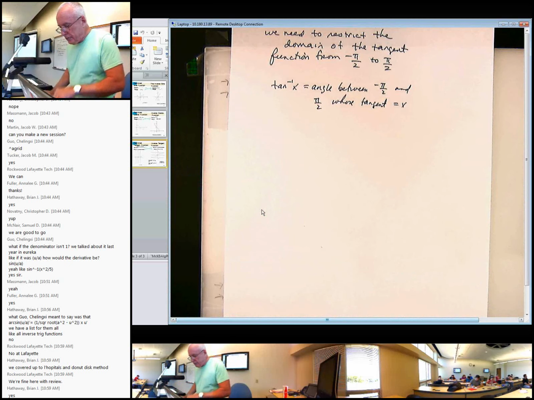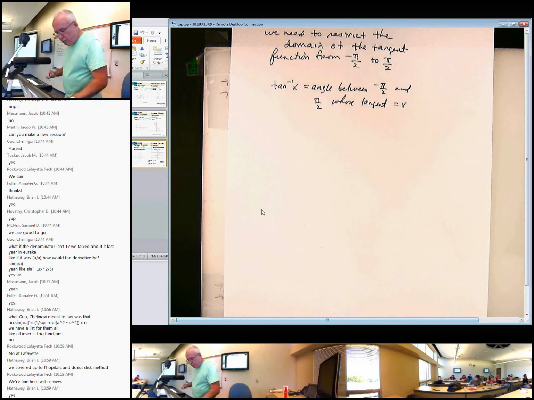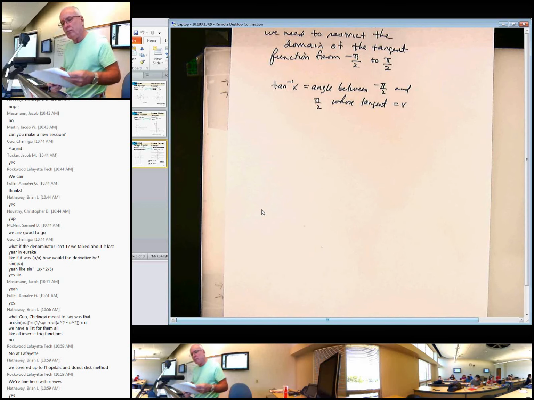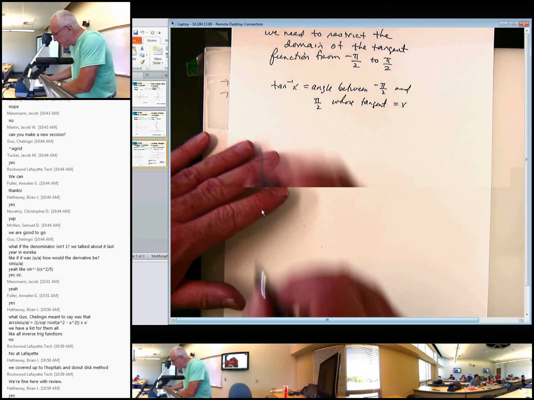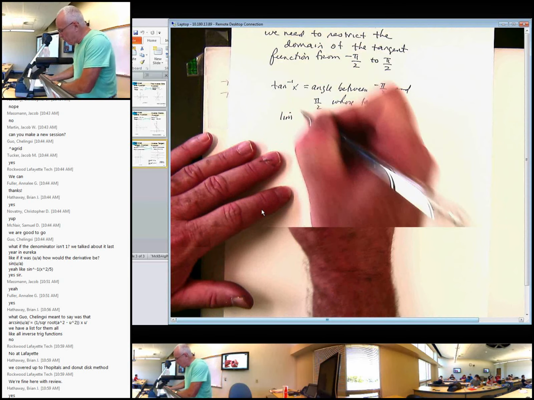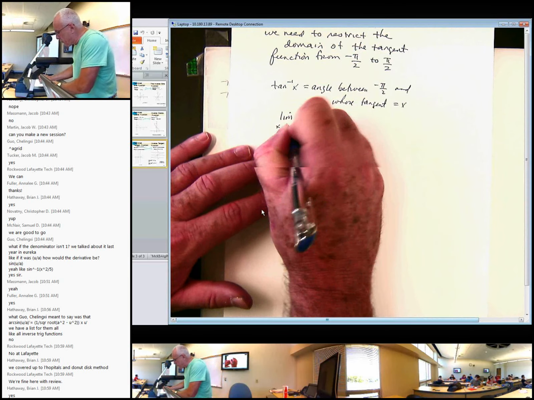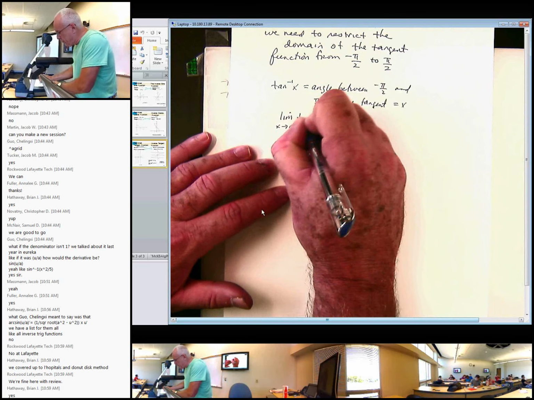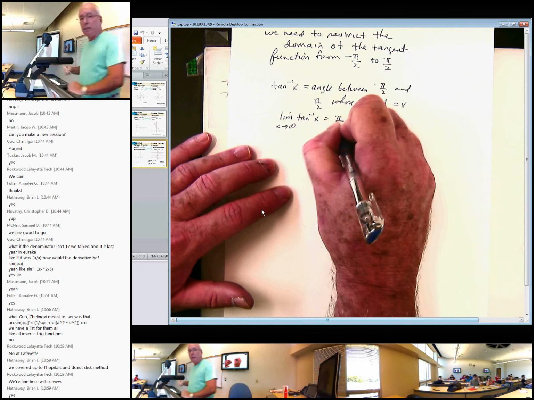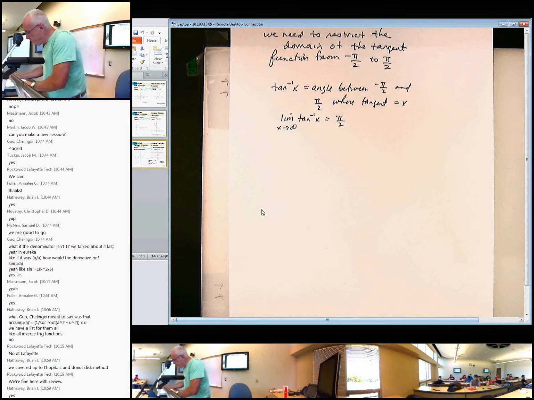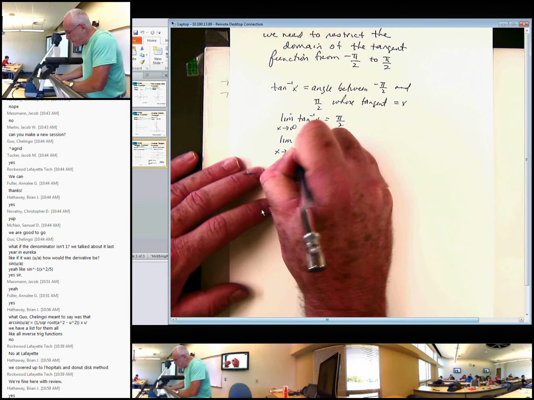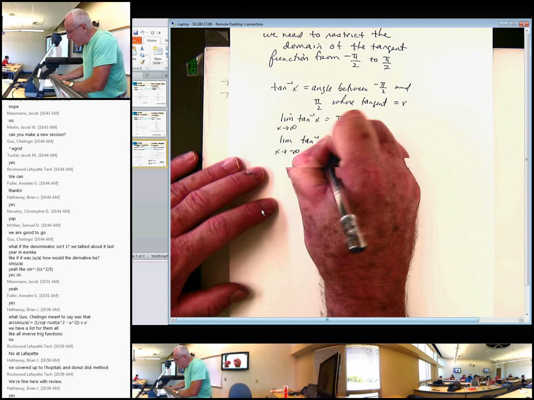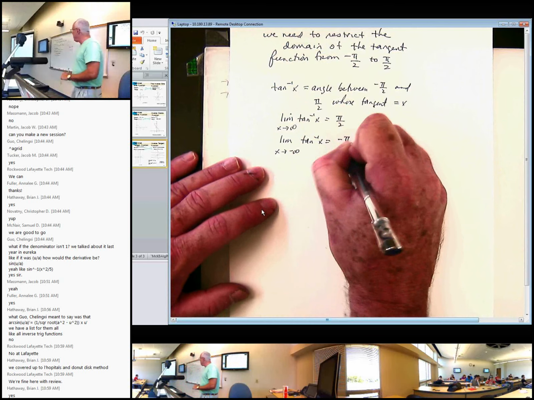So again, I'm not going to prove this. Actually, I'm going to do a trig thing here. Let me just write these limits down again that were on the PowerPoint. The limit as x goes to infinity of the tan inverse of x is equal to positive pi over 2, and the limit as x goes to negative infinity of the tan inverse of x is negative pi over 2. So that was on the PowerPoint.